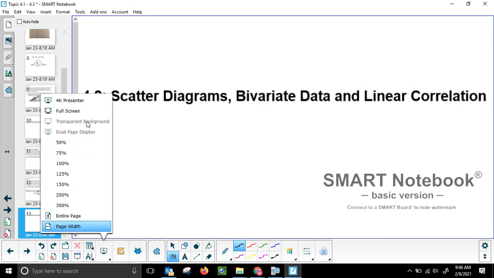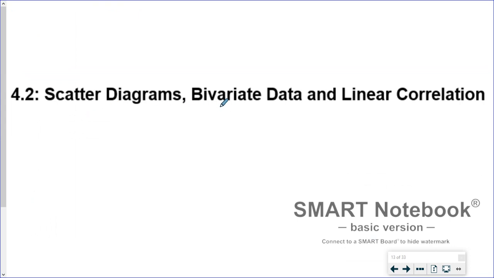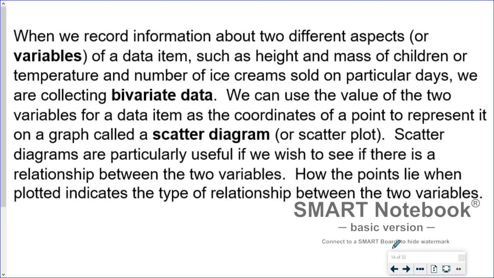Okay, so that's normal distribution. Now we're going to go ahead and move on to scatter diagrams, bivariate data, and linear correlation. When we record information about two different aspects or variables of a data item, such as height and mass of children, or temperature and number of ice creams sold on particular days, we are collecting what is called bivariate data.